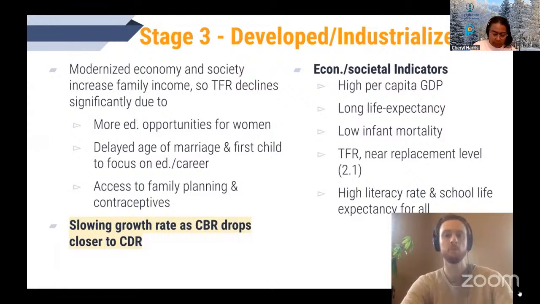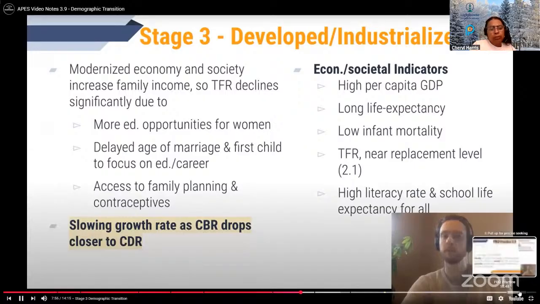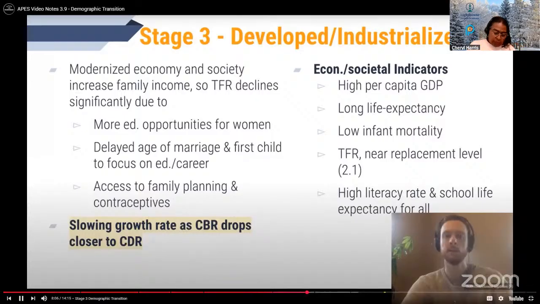So birth rate moves closer to death rate. So these countries will typically have a TFR that's closer to replacement level of 2.1. They have low, stable growth that is slowing down, getting closer to zero growth. They also have very high per capita GDP, long life expectancy, and other indicators of affluence such as long educational lifespan for women and just an overall higher standard of living. If we want some examples here, we have the United States, Canada, and much of Europe.